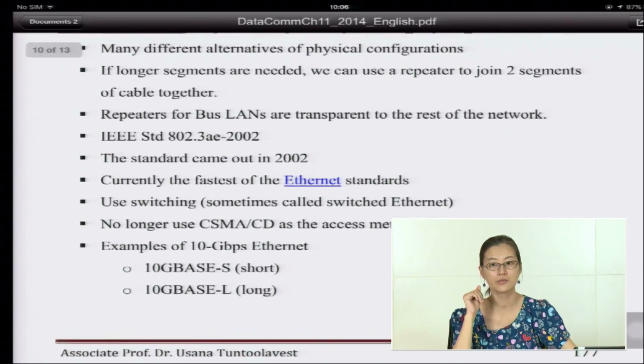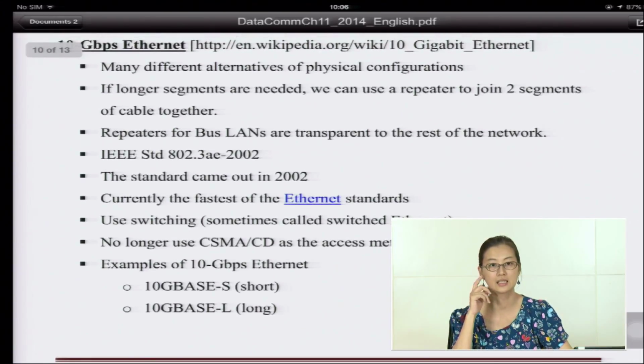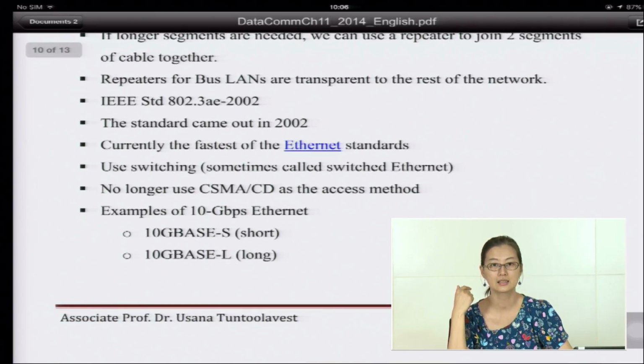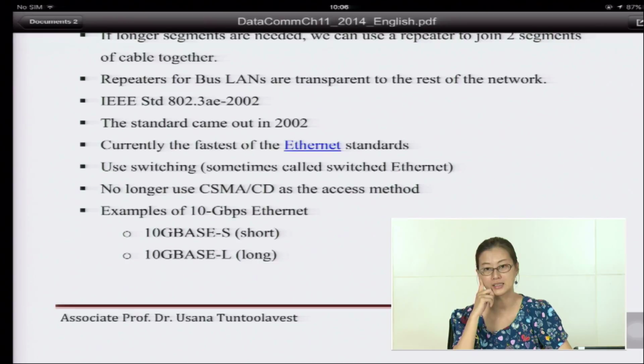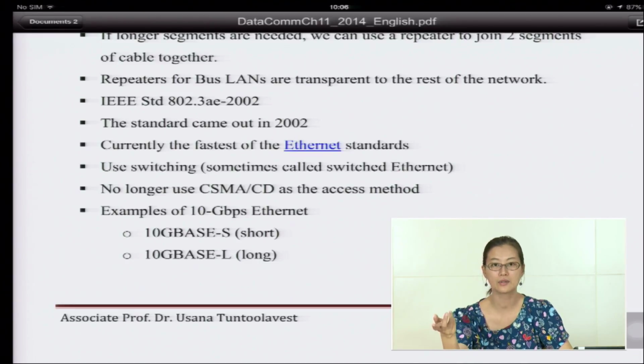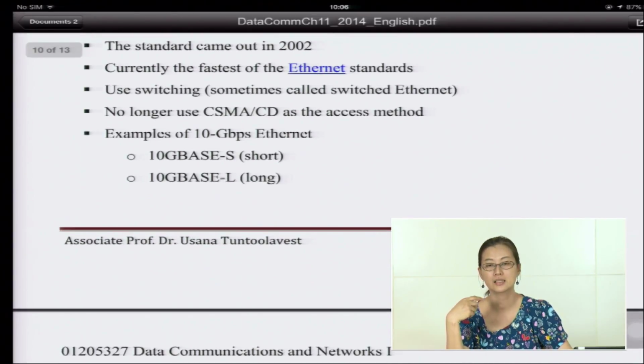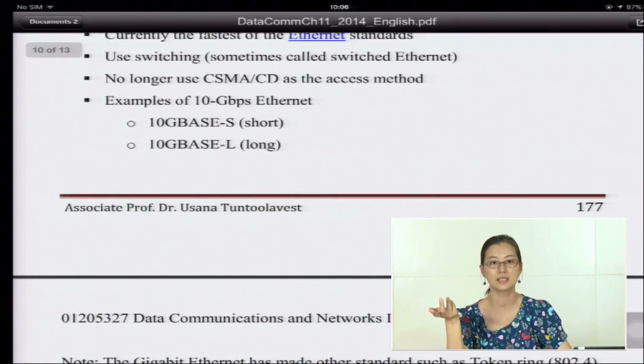Now, the standard for 10 gigabit Ethernet is the IEEE 802.3ae 2002, because it came out in 2002. Currently, it's about 2 years ago, it was the fastest of the Ethernet standards. But now there are faster standards. This one uses switching techniques, so sometimes it's called switched Ethernet, and it doesn't use CSMA/CD anymore.